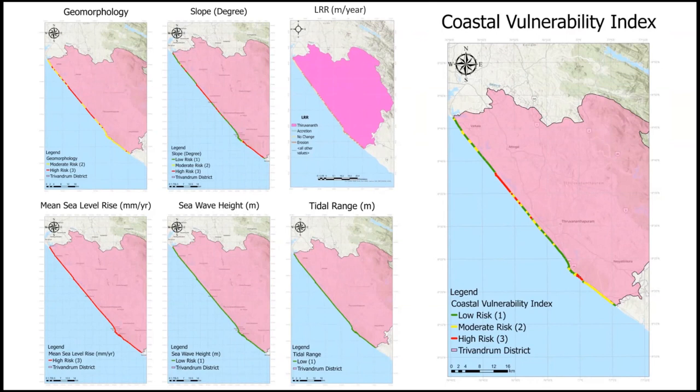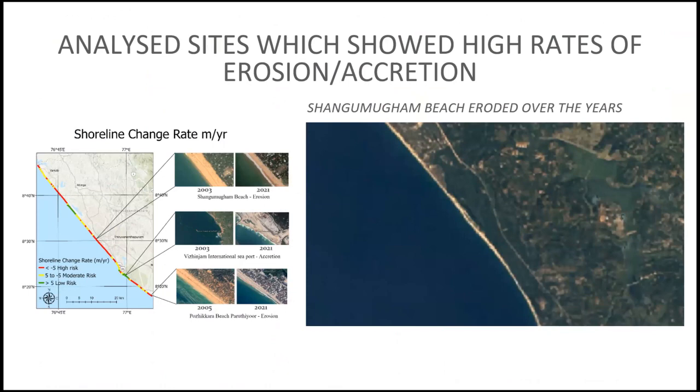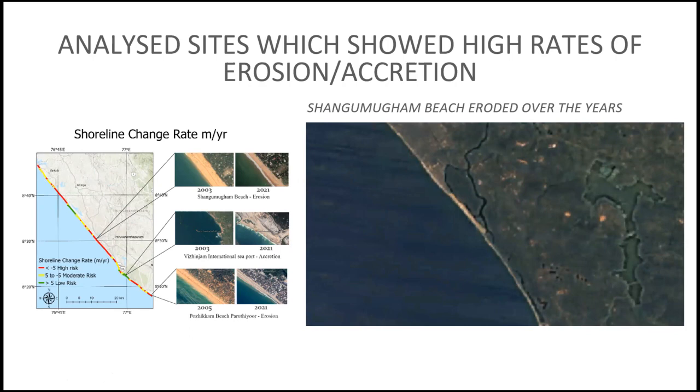So this was the final coastal vulnerability index map. We have got several places where we can see erosion as well as accretion. Shoreline change rate showed erosion mainly at Shangumugham Beach and Pozhikkara Beach, Paruthiyoor, and accretion, in the sense of land formation around the coast, was seen at Vizhinjam International Seaport. As you can see, this video shows a time lapse of Shangumugham Beach and how it's getting eroded so fast between the years 2000 and 2022.